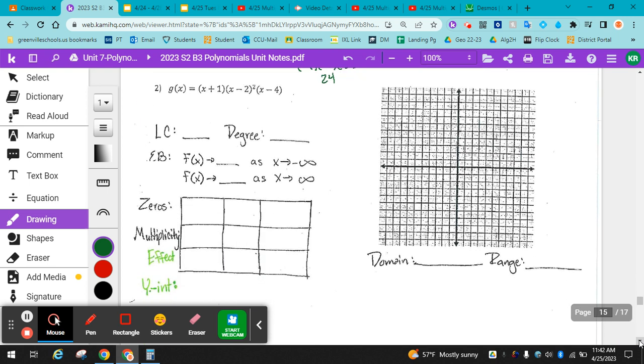So we're going to do 3 of these together. And then you're going to have 8 to do on your own. So work together, help each other out on this.